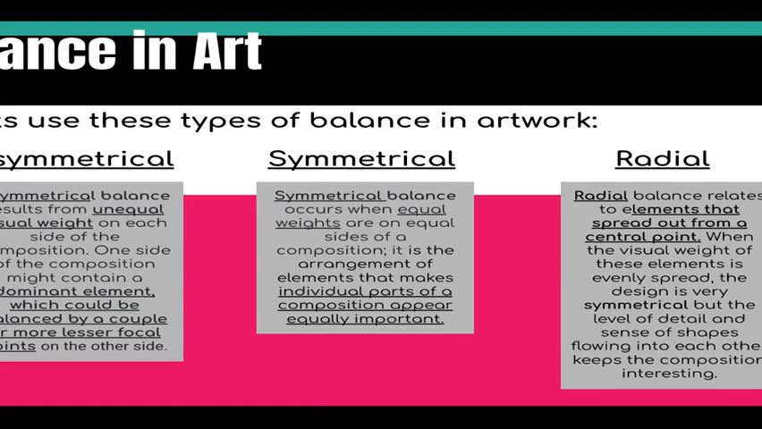Radial. Radial balance relates to elements that spread out from a central point. When the visual weight of these elements is evenly spread, the design is very symmetrical. But the level of detail and sense of the shapes flowing into each other keeps the composition interesting.